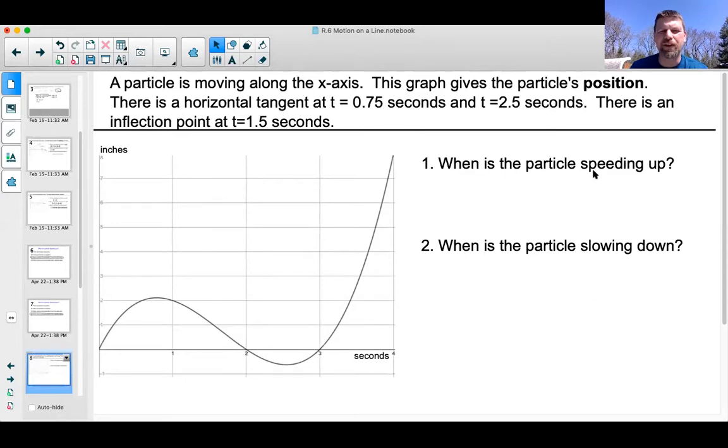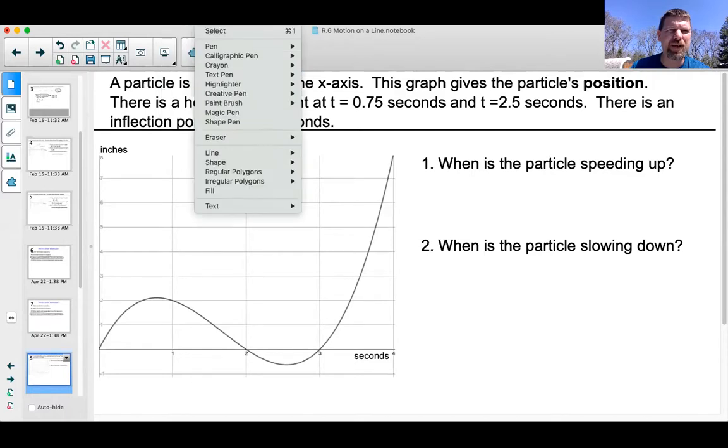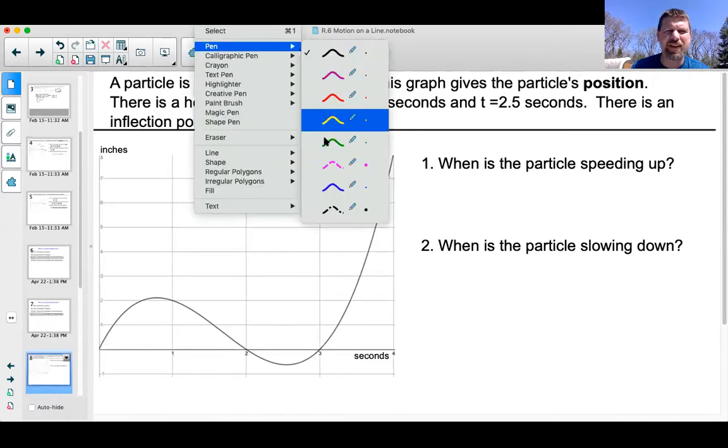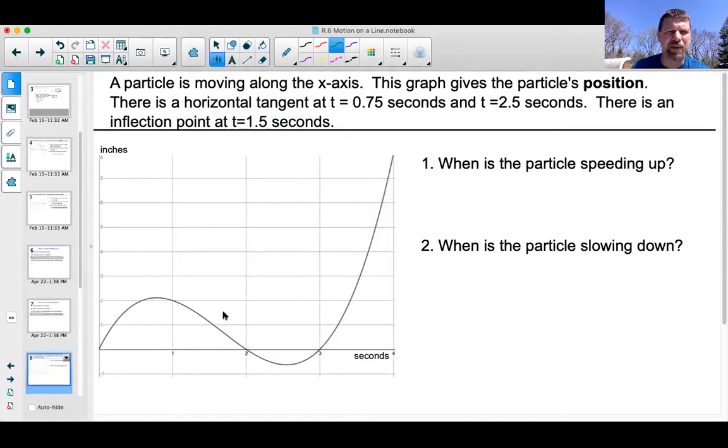You're speeding up when your first and second derivatives are both positive or where they're both negative. If I take a quick pen here, I can see with this problem, I've got a positive second derivative over here because I'm concave up. And then I've got a negative second derivative here because I'm concave down. The information will always tell you where important things are.